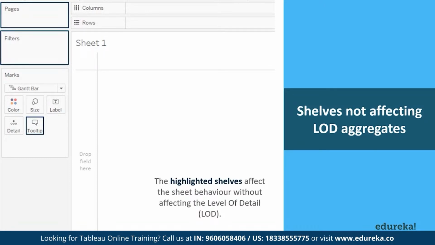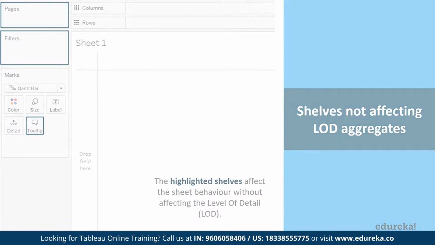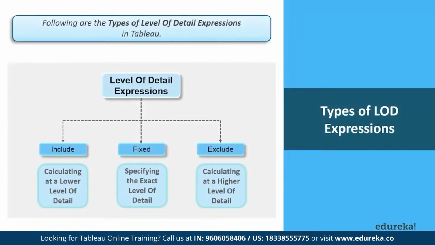Now, all these LOD expressions are segregated into three types. We have include, which basically calculates at a lower level of detail. We have fixed LOD expressions, which specify the exact level of detail. And we have the exclude level of detail expressions, which calculate at a higher level of detail.